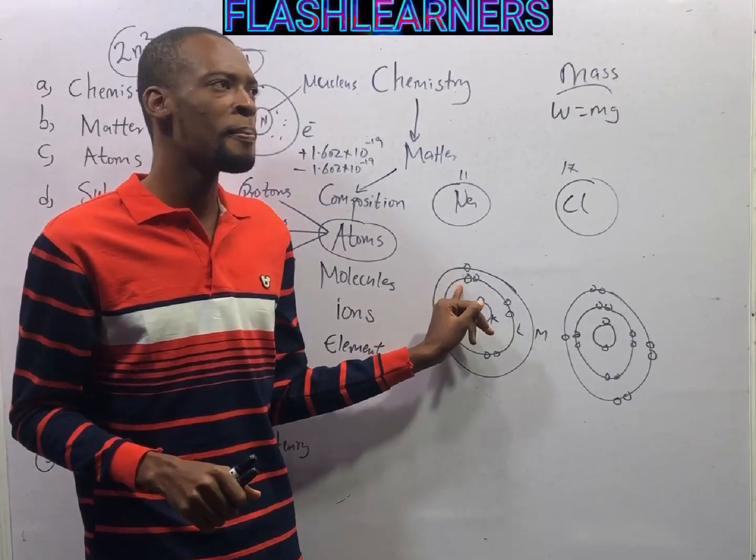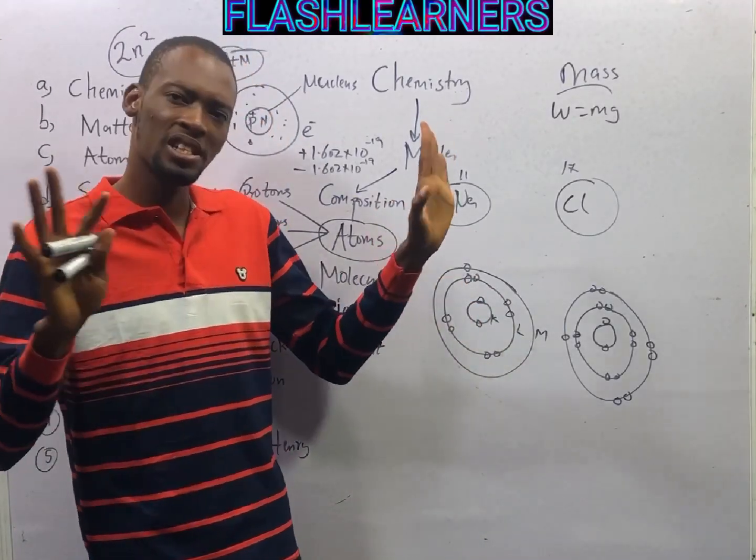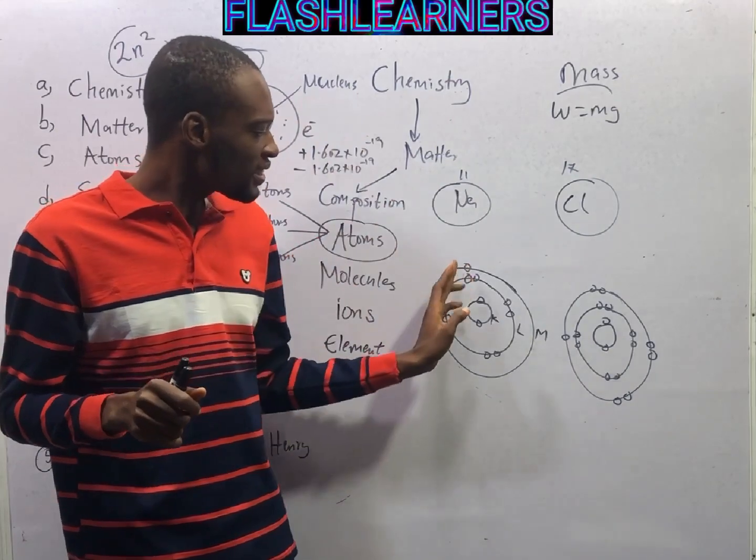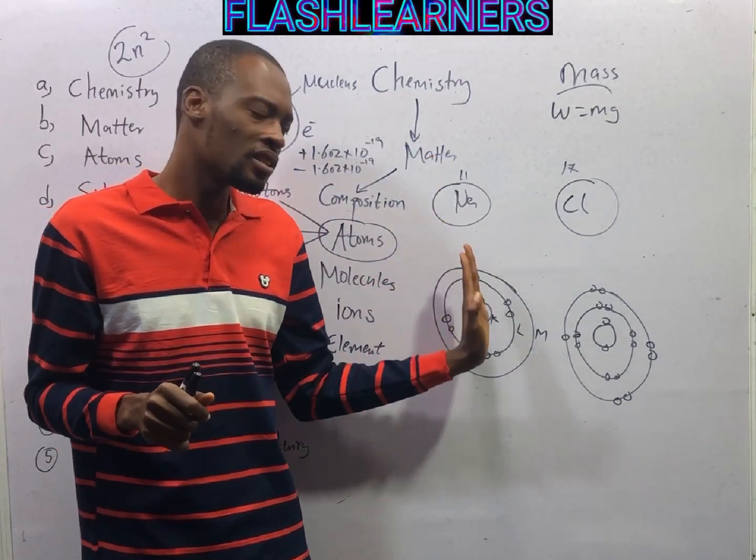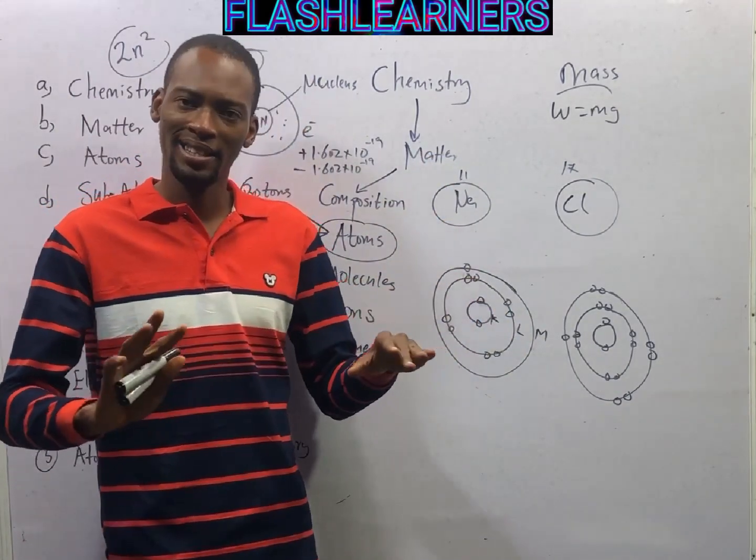Looking at sodium, it has only one electron in the outer shell, which means if it removes this one, the remaining ones will be balanced.